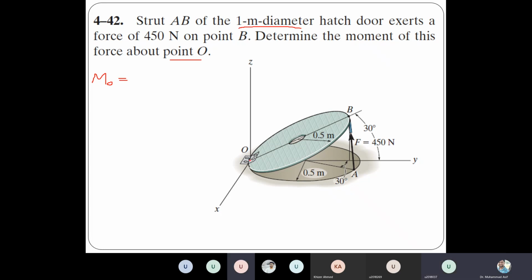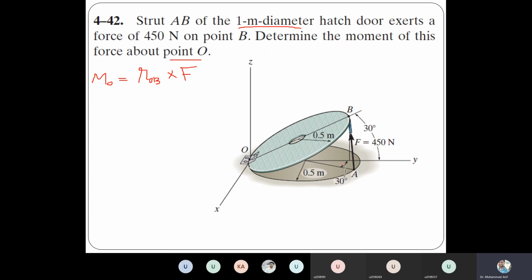Find the position vector R from AB, and OA. No, I'm asking about the formula first. What is the formula? Because of OB, we need to calculate R_OB times F. R_OB times F, yeah. Yes, you are right.